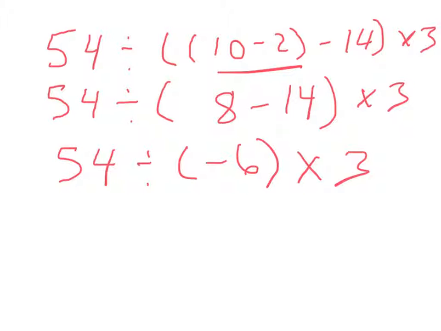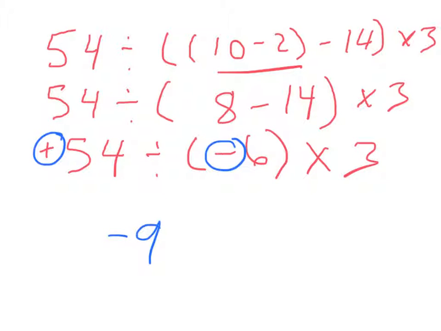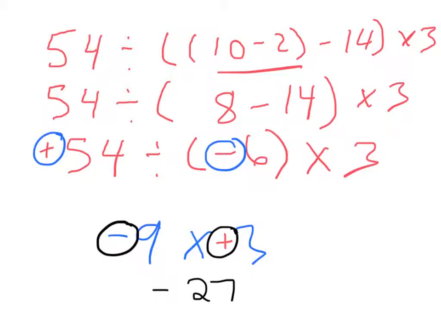So now, according to BEDMAS, I need to do my division before I do my multiplication. So 54 divided by 6, I know is 9. And remember, that's a positive 54. You don't have to put it in there, but that's a positive 54. That's a negative 6. These are different signs. So 54 divided by 6, of course, is 9. Signs are different, so it's negative 9. And then I need to multiply that 9 times positive 3. And again, in this situation, these are two different signs. It means the answer is going to be negative. Negative 9 times positive 3 is negative 27.